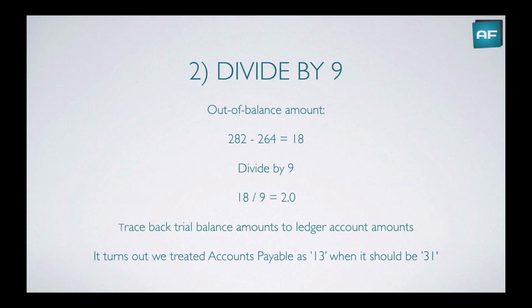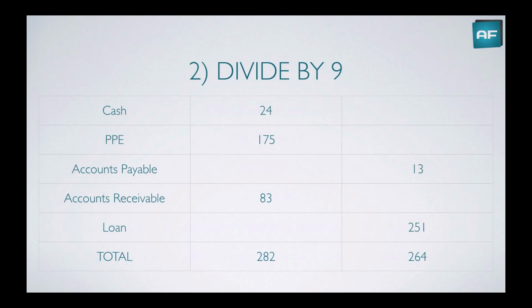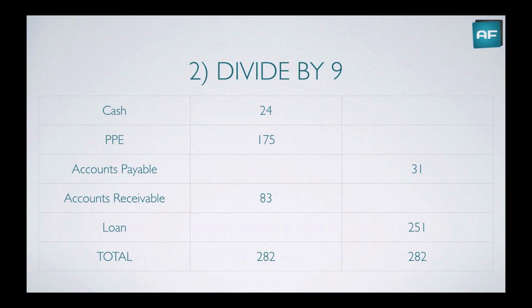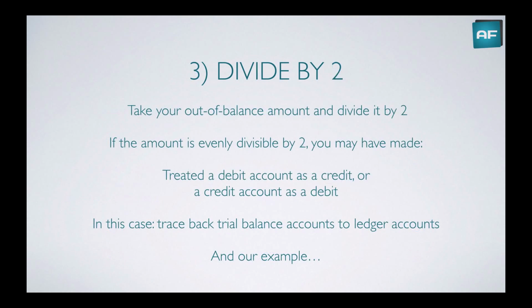And then we're going to go back to our ledger accounts. And it turns out that we treated accounts payable as 13 when it should have been 31. So let's look at before. We've got accounts payable, credit 13. But what it should be, it's accounts payable, credit 31. And if we switch the 3 and the 1, it turns out that we have a balanced trial balance. Whoopsie-doo.